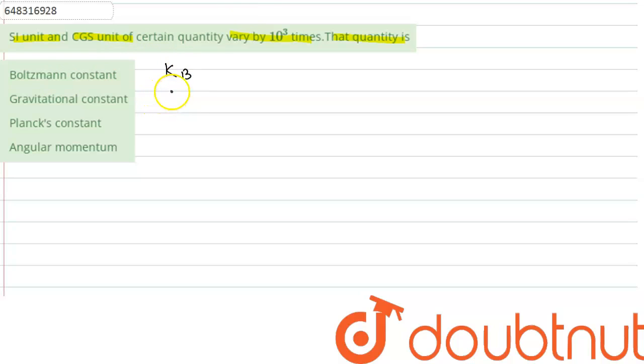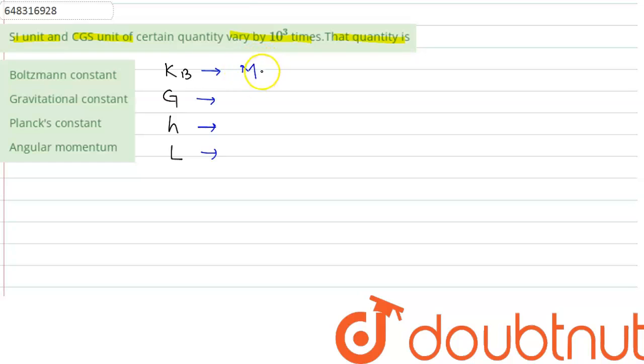Secondly, we have gravitational constant, that is G. We have Planck's constant, denoted by h. We have angular momentum, that is denoted by L. So we will write down their dimensional formula first. What is the dimensional formula for Boltzmann's constant?